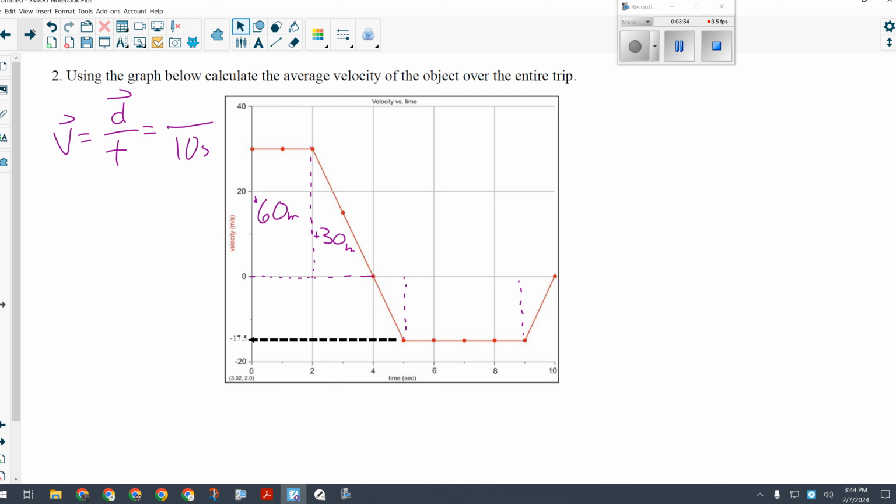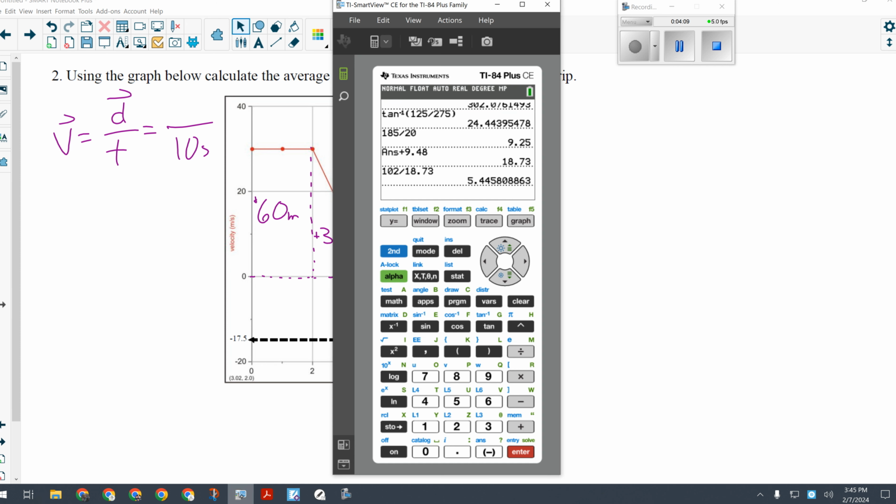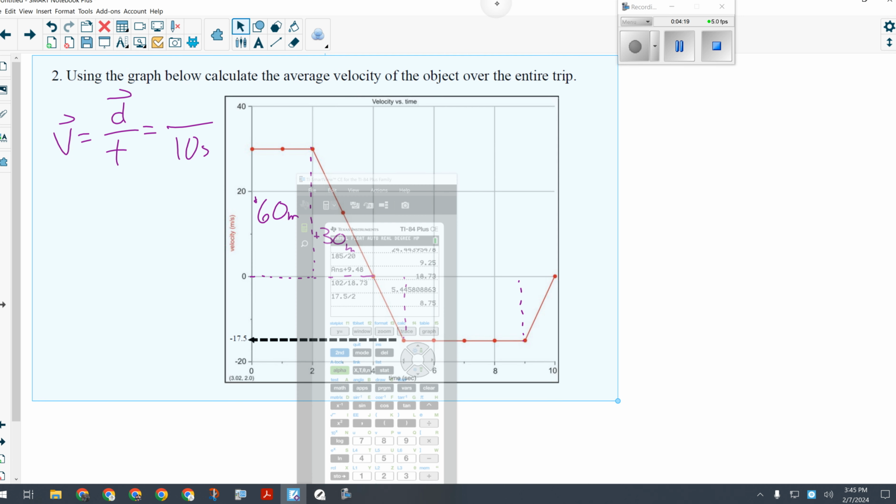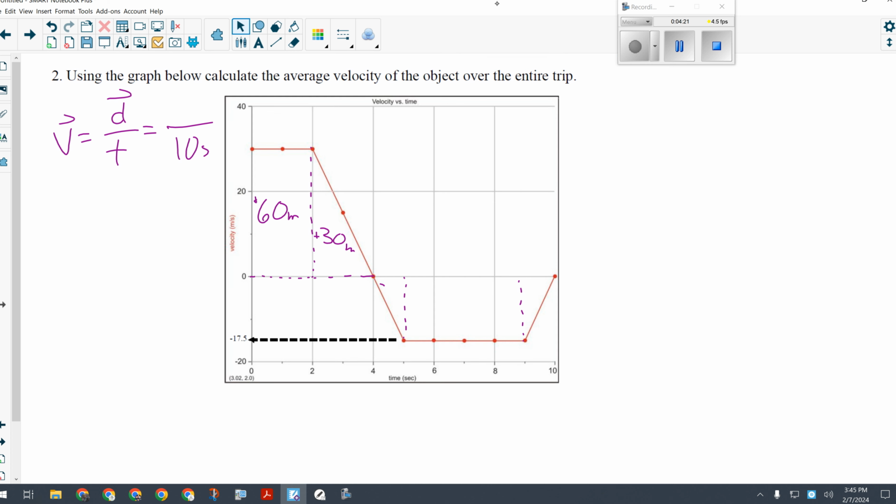I have this small triangle here, which has a base of 1 second and a height of negative 17.5. So negative 17.5 divided by 2 is going to be 8.75. I don't know, I shouldn't do mental math. 17.5 divided by 2. I was right, 8.75. I can do mental math. 8.75 meters. This triangle here is identical to that one, so I'm just going to fill it in right now, negative 8.75 meters.